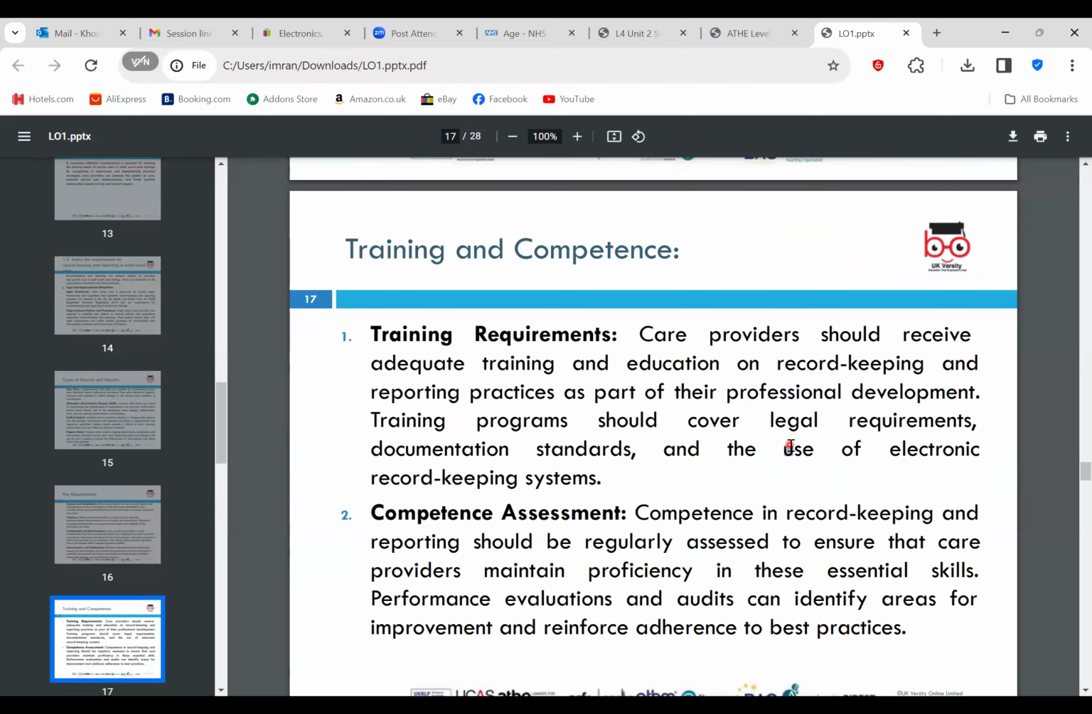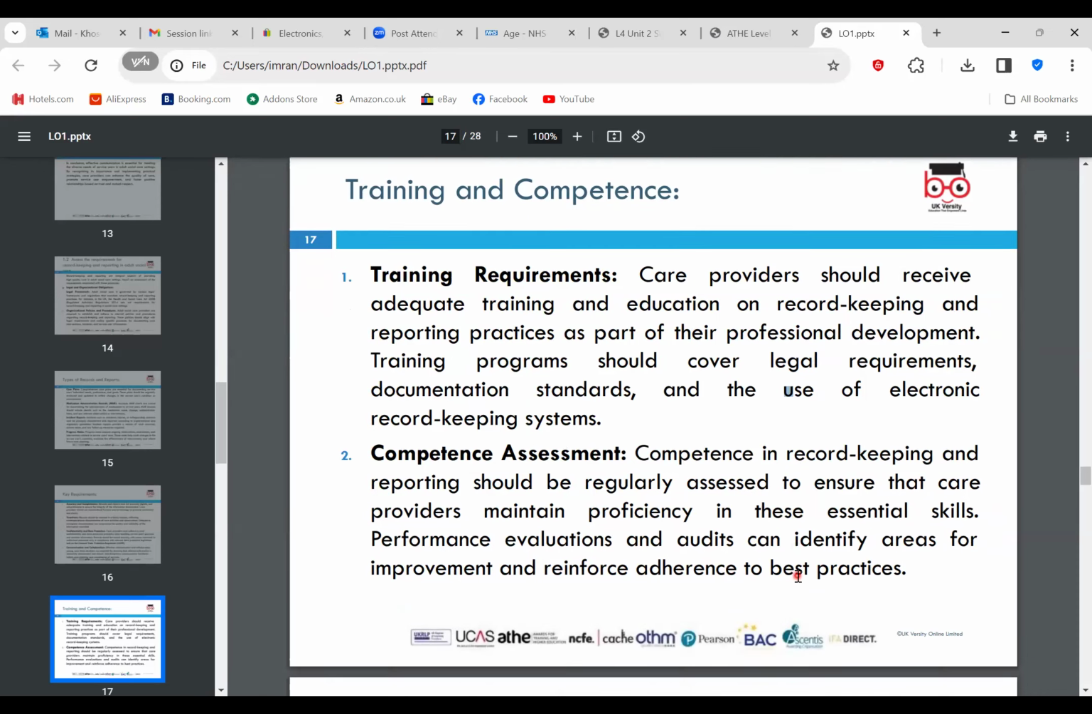For how long do you have to keep them? In how much time do you have to discard them? Because there's a lot more on your plate. So how do you make sure this is done, and then you are okay discarding this information and storing new information as required? Competency in record keeping is very important. This would ensure that care providers maintain proficiency in their essential skills.